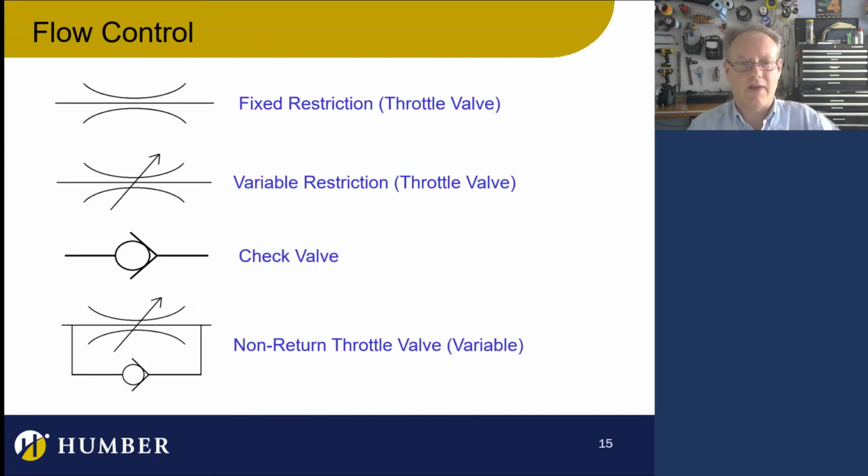Now, throttle valves and throttle valves with lines through them with arrows. I think we know what that means. And then check valves and non-return throttle valves. Yeah, variable non-return throttle valves. You can get a non-variable non-return throttle valve if you wish, but I've actually never seen one, and most of them are adjustable.